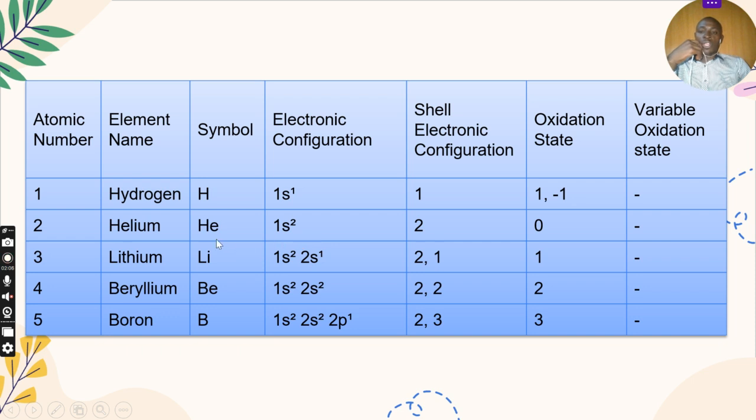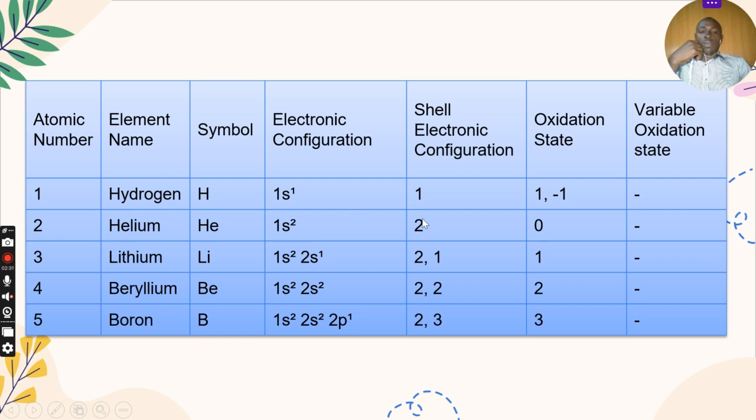Okay, helium is written as 1s2. It has only 2 electrons in the first shell. It is full, and helium doesn't have a need to gain electrons or lose electrons. So it doesn't gain or lose electrons. So helium is stable, and then it has an oxidation state of 0.